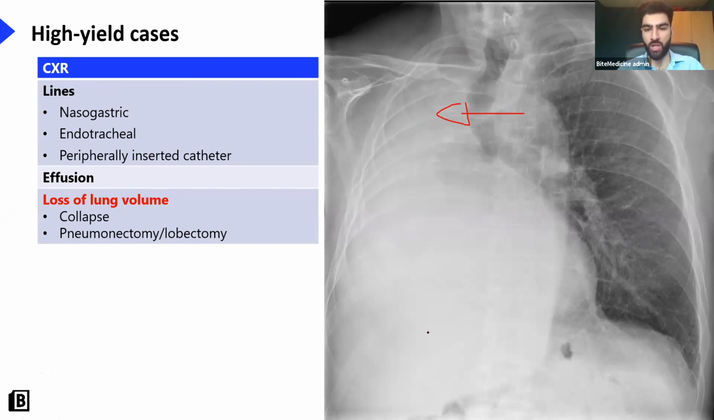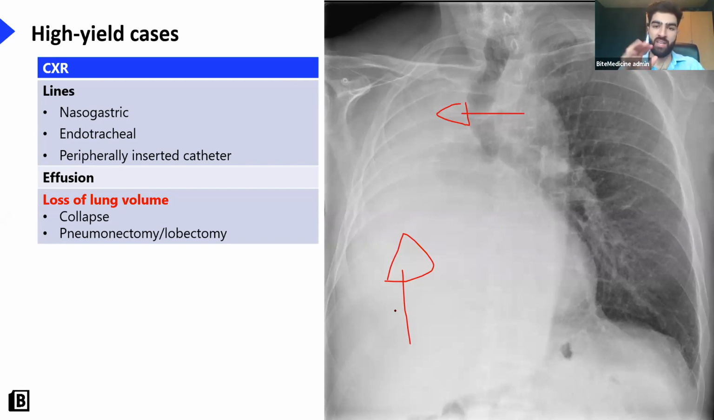If you've lost lung volume, the hemidiaphragm will be raised as well on that side. You can't see it here because there's a complete whiteout on the right side. But if you lose volume, your trachea shifts and your hemidiaphragm shifts, and you get an opacity. Three things. So loss of lung volume, you get an opacity, tracheal shift, and hemidiaphragm shift. Those are the cardinal features of loss of lung volume. That can either be a collapse, a pneumonectomy, or a lobectomy.